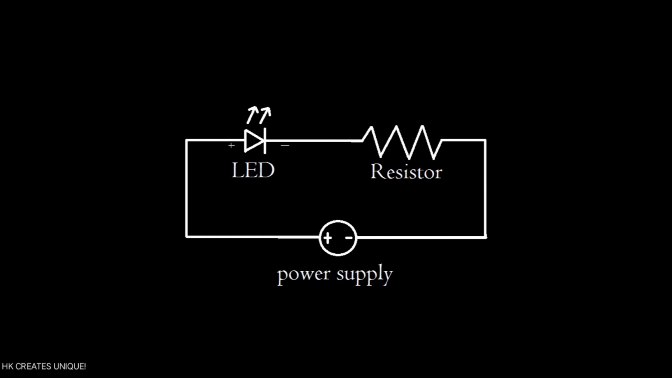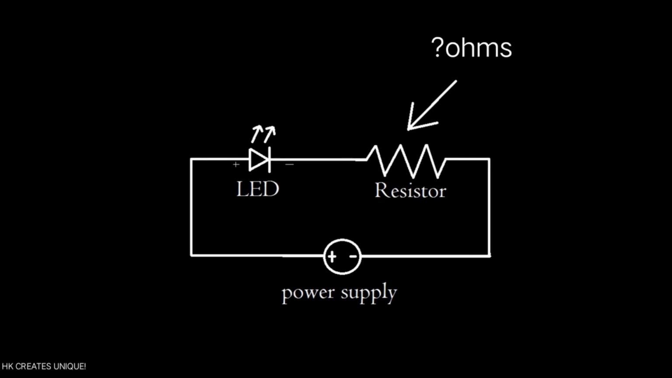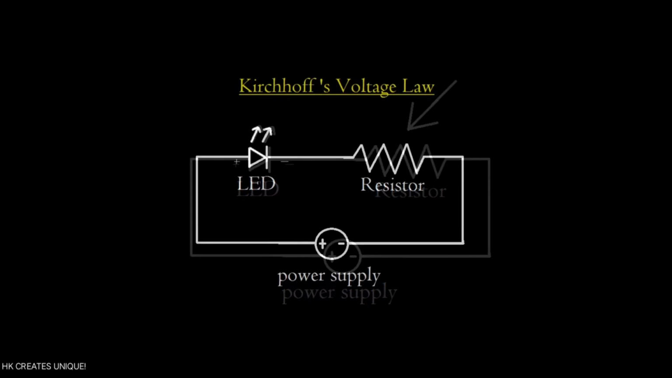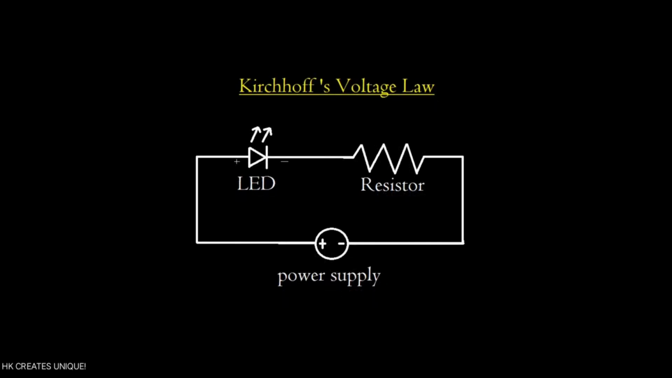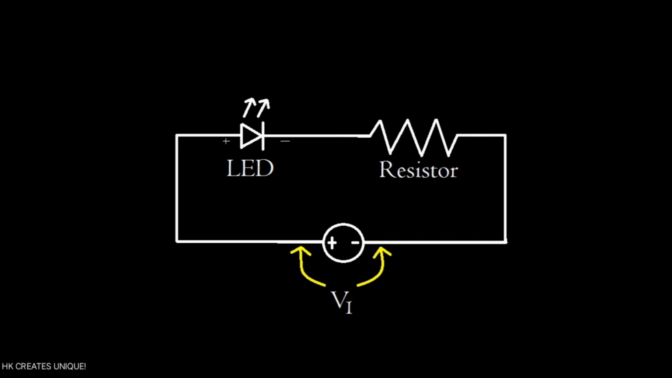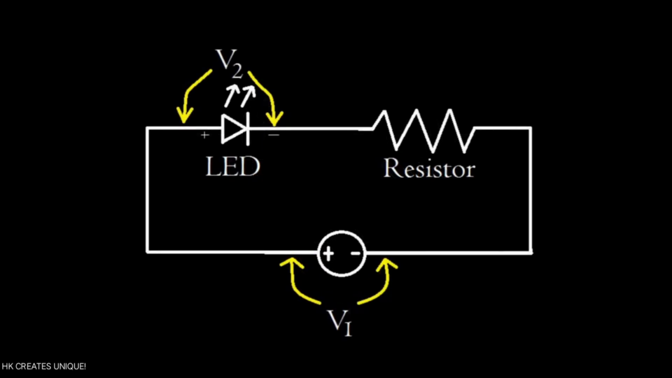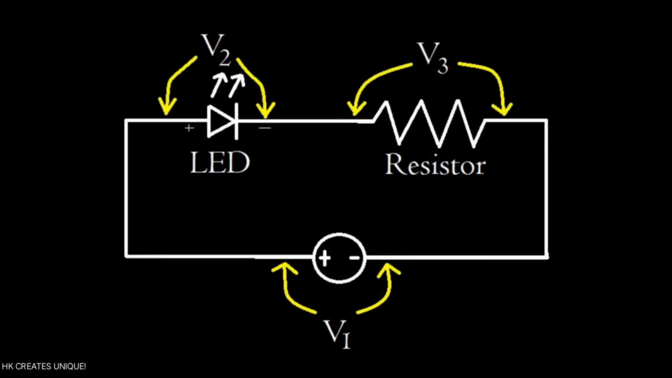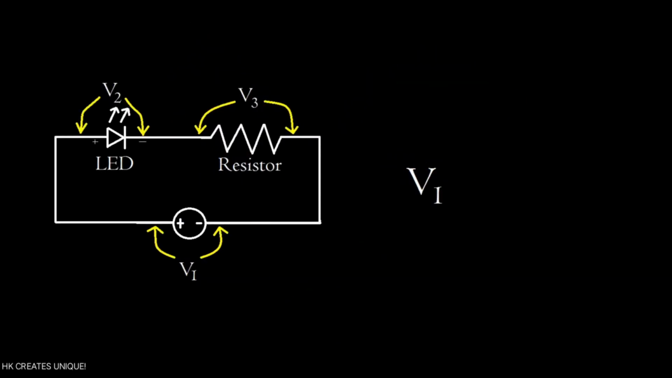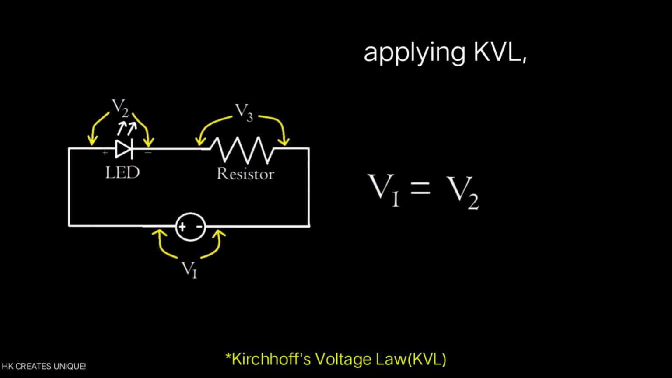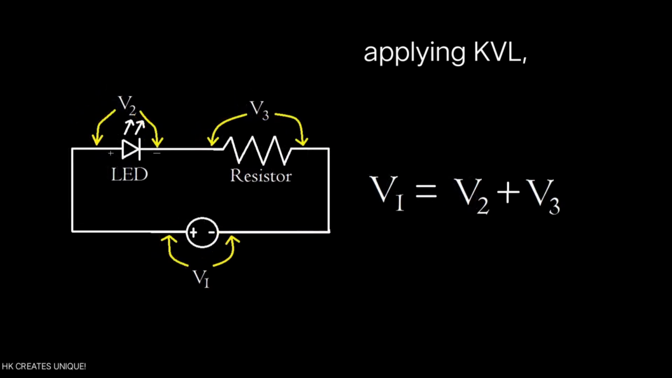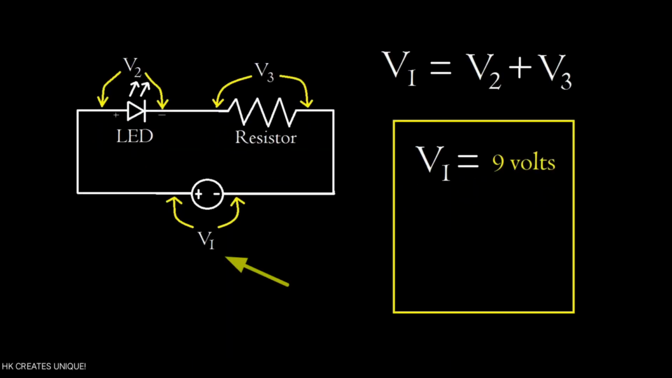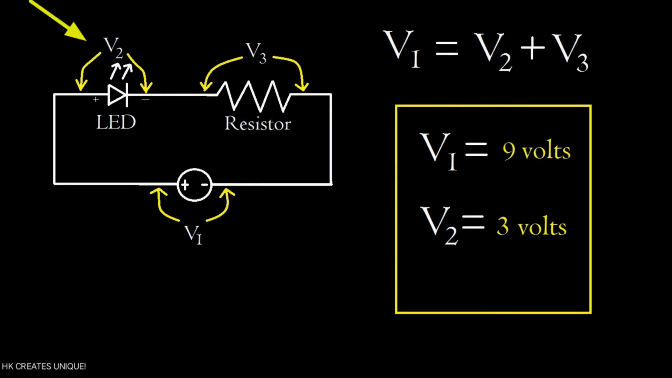Okay, let's come back to our problem, the LED circuit. The goal here is to find the value of the resistor. Let's apply Kirchhoff's voltage law. Let the total power supply voltage be V1, voltage across the LED be V2, and voltage across the resistor be V3. Applying KVL, we get V1 equals V2 plus V3. Here V1 equals 9 volts because we have a 9-volt battery, and we want V2 to be 3 volts because the LED maximum voltage is 3 volts. So V1 equals 9 and V2 equals 3.